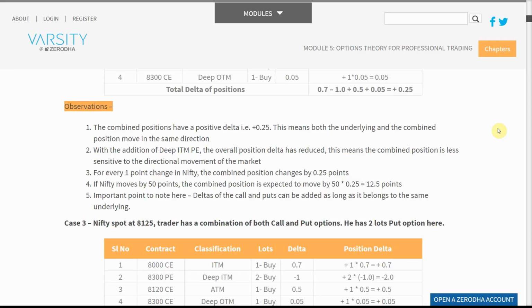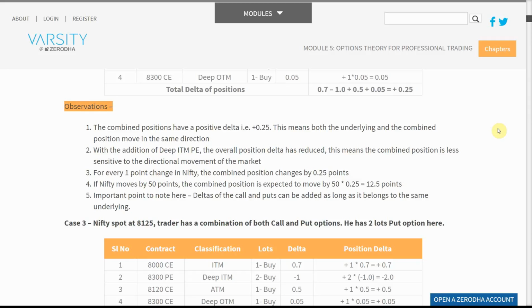Important point to note here: deltas of calls and puts can be added as long as they belong to the same underlying. Case 3, Nifty spot at 8,125. Trader has a combination of both call and put options. He has 2 lots of the put option here.